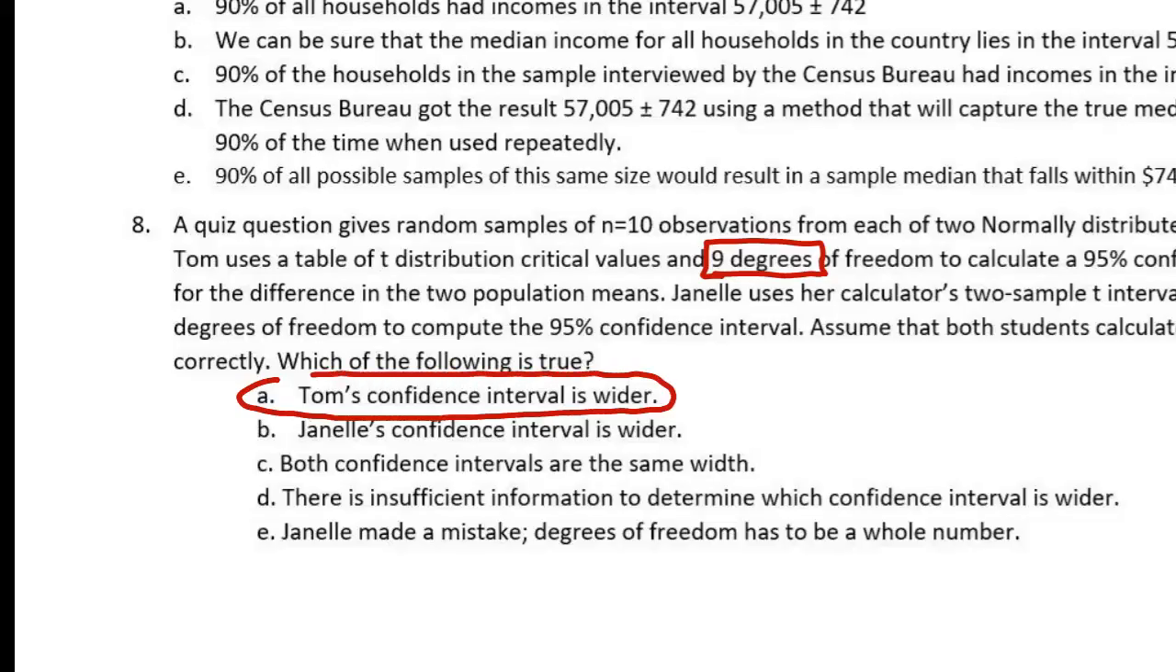We have not talked about how to do the intervals on the calculator. We will talk about that moving forward, but we're not going to talk about it before this test. We're just going to kind of focus on what we've learned how to do. So there is nothing on the test that you haven't learned in some form or fashion how to do. They're just talking here about what Janelle is doing, and so I know with a larger degrees of freedom, that's going to create a smaller interval. As n goes up, interval gets smaller.